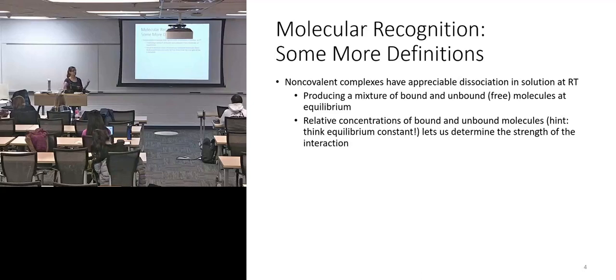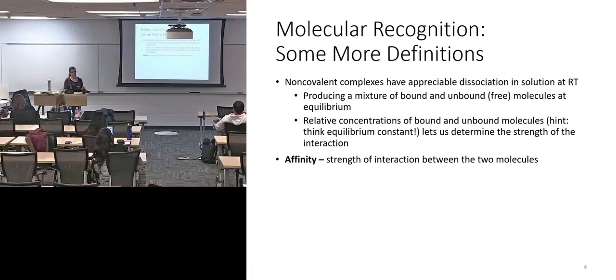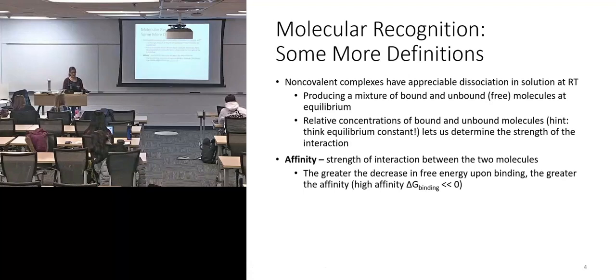The relative concentrations of the bound and unbound molecules let us determine the strength of the interaction. So if something is really strong, you'd expect all of it to be bound up. Alternatively, if you see a lot of unbound or free molecules, you would expect that the interaction is not so favorable, not so strong. Okay? And we will relate this to the way our equilibrium constant looks. Okay. So the word affinity. Affinity is the strength of interaction between the two molecules. The greater the decrease in free energy upon binding, the greater the affinity, okay?